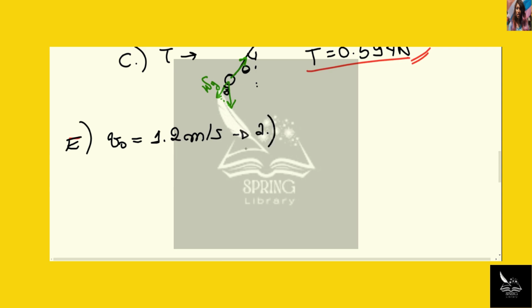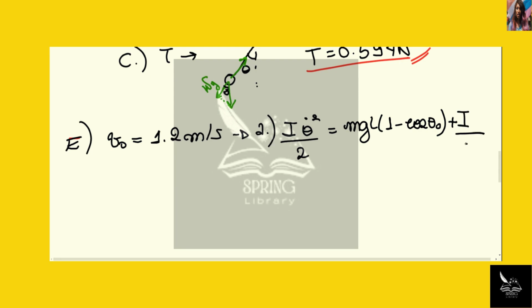Okay, so in question A, from conservation of energy, we had that the final energy, I theta dot squared divided by 2, was equal to mgl times 1 minus cosine of theta 0, which is 30 degrees. Now we're going to have to also add a kinetic term for the initial configuration, so I over 2 theta 0 dot squared, the initial angular velocity.